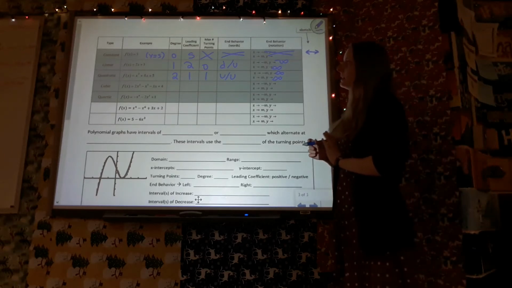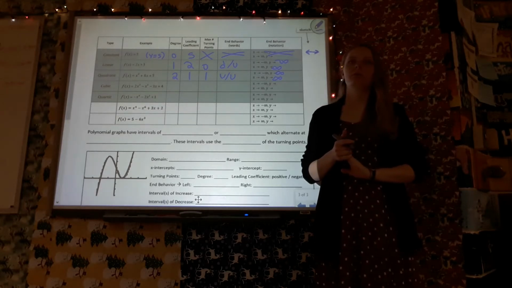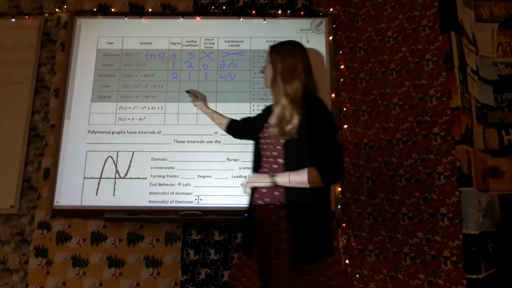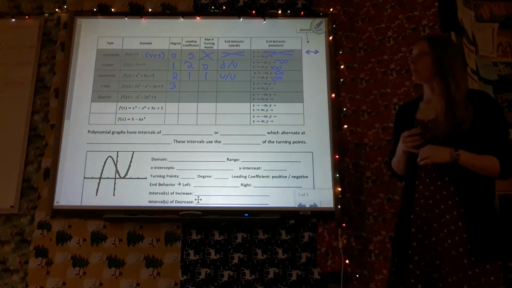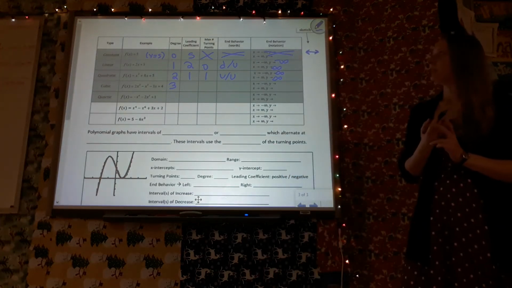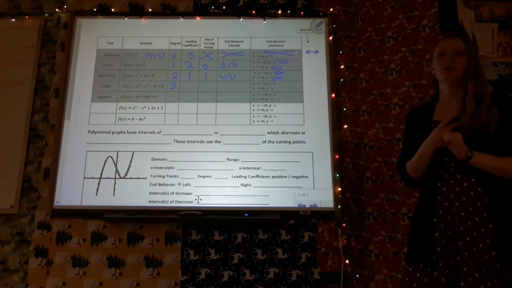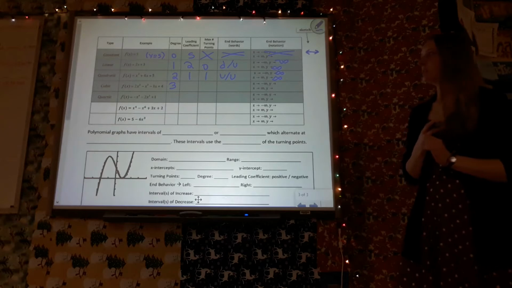Alright, cubic. What's our degree? Careful. 3. Our degree is 3. The degree is the highest exponent, and the highest exponent there is 3. Okay. What about the leading coefficient? It's not 2. Maybe 1. It's negative 1.